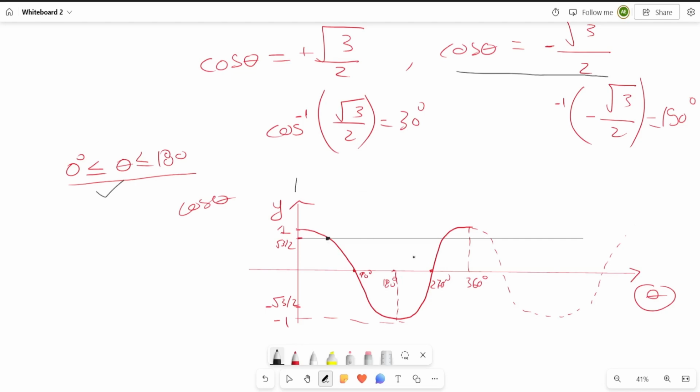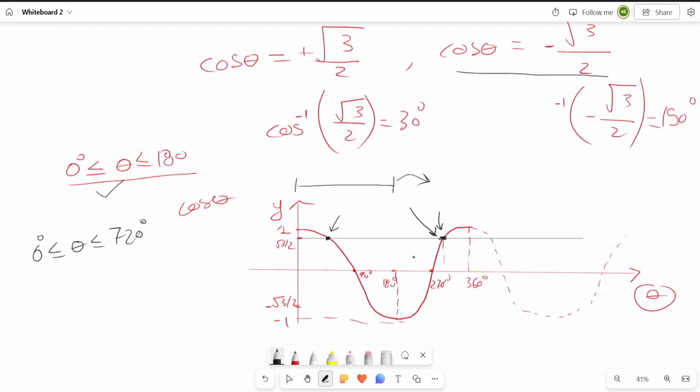So my range was from 0 to 180 degrees. How many times from 0 to 180 degrees does my graph give a root 3 over 2? I can see that it's only one time here. You might tell me there is another point over here. Why is this not wrong? This is not wrong, but it is outside of my range because I can clearly see that this is more than 180 degrees. If, for example, my range was 0 to, let's say, 720 degrees, I would tell you yes, this is a correct answer, and we will have two answers.